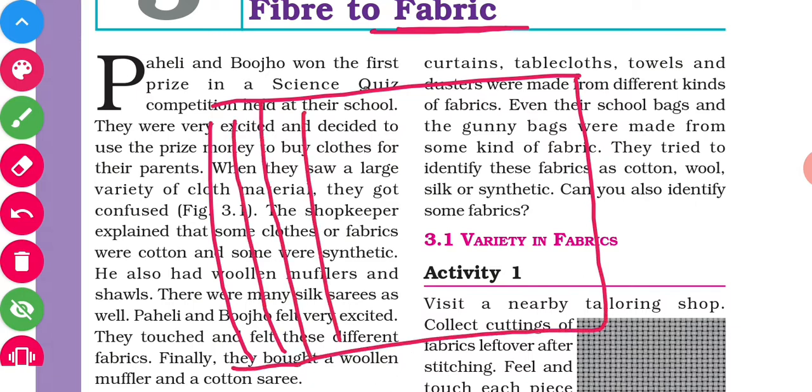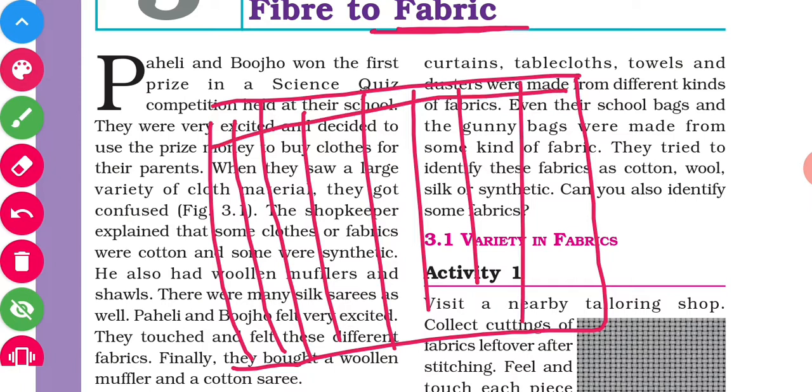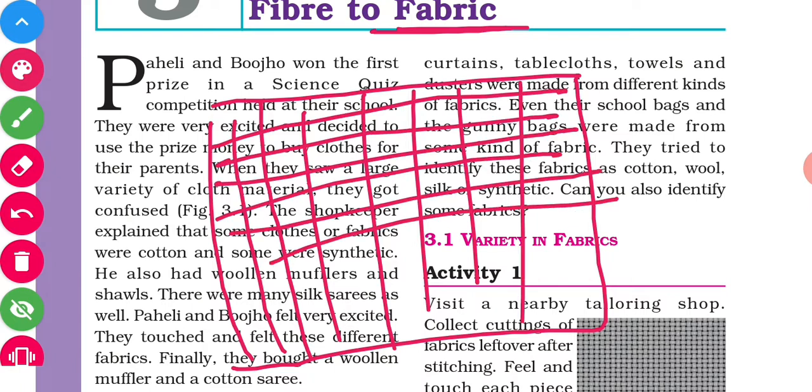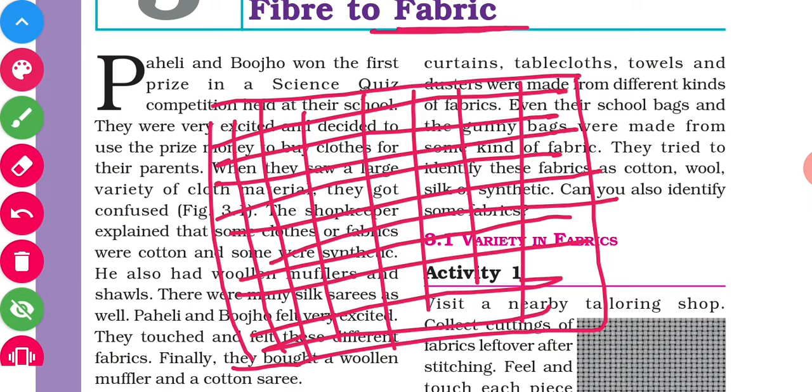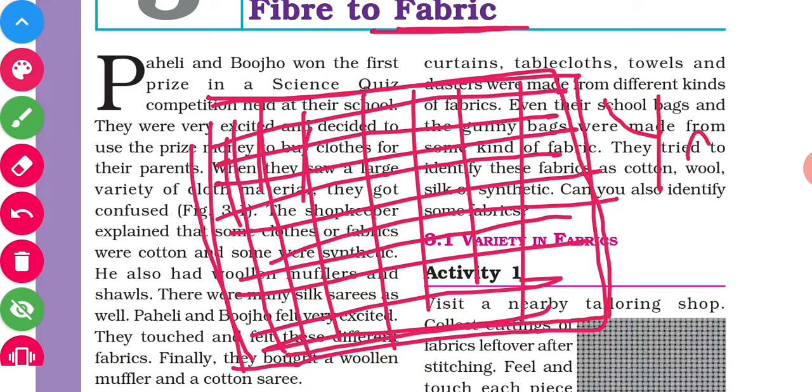Fabric means if we consider a small piece of cloth, you will have seen that a piece of cloth has a large number of small thread-like structures. This whole is known as the fabric, and these thread-like structures are known as yarn.